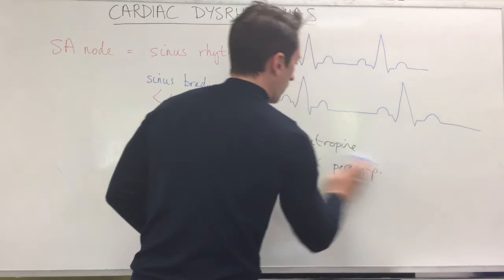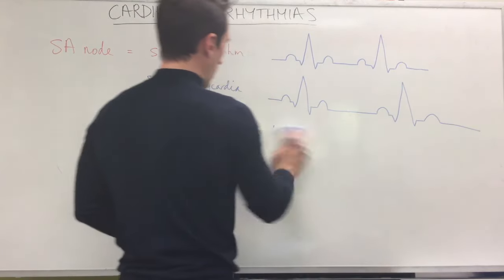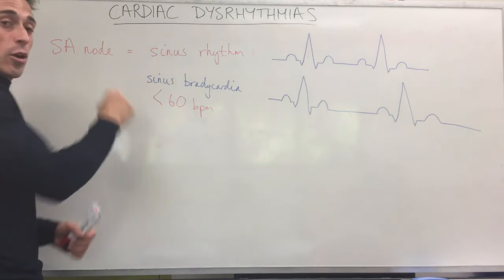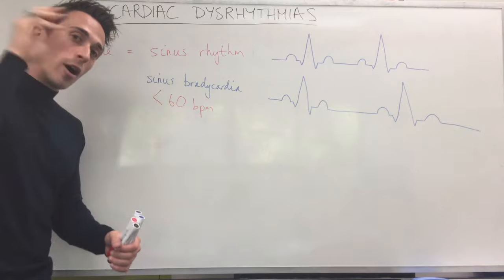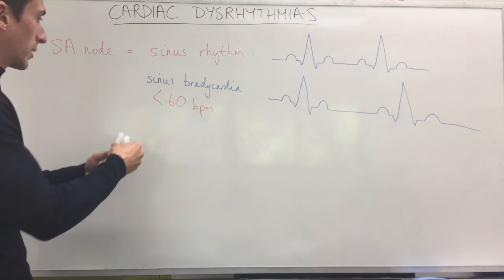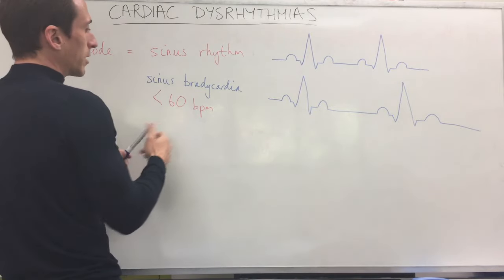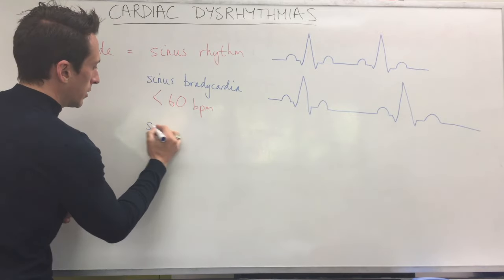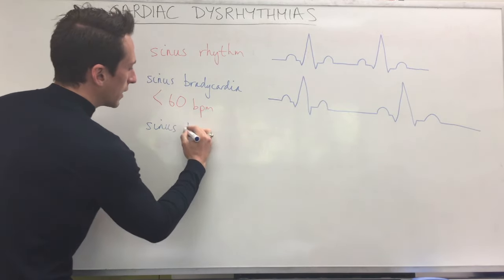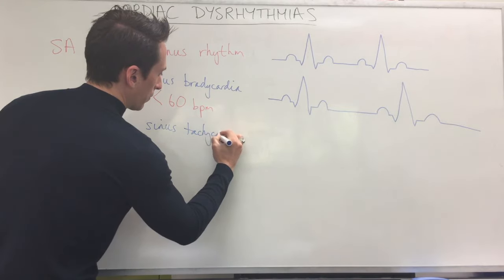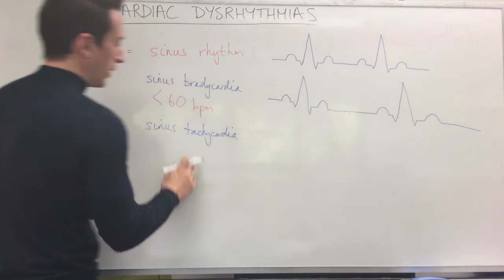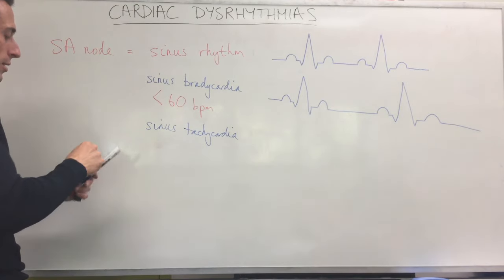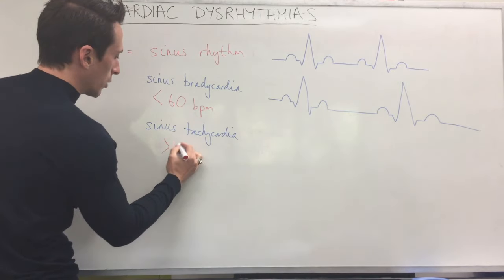Okay, let's talk about an increased heart rate that's beginning at the sinoatrial node. So it's depolarizing too quickly. In actual fact, it's depolarizing greater than 100 beats per minute. This is known as sinus tachycardia, meaning fast heart rate originating at the sinoatrial node. And like I said, by definition, this is greater than 100 beats per minute.